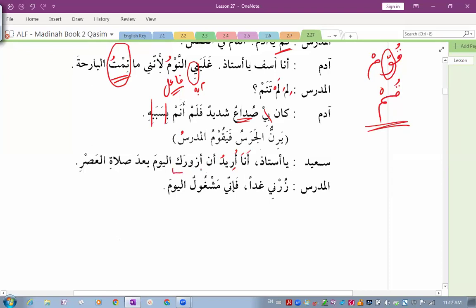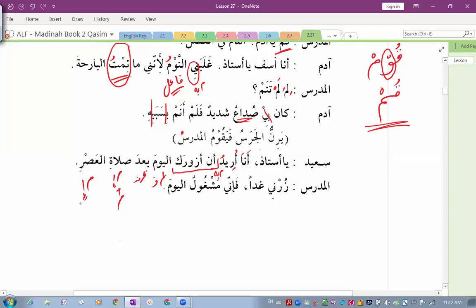So, ana uridu, I want an azuraka. This is our masdar mu'awwal. What do I want? This is my maf'ul bihi, masdar mu'awwal coming as a maf'ul bihi. Azuraka, visitation of yours, al yawma, today, ba'da salat al asri. This al yawma is zarf. Ba'da is also zarf, and then it is zarf plus mudaf ilayhi, and then plus mudaf, and then mudaf ilayhi.